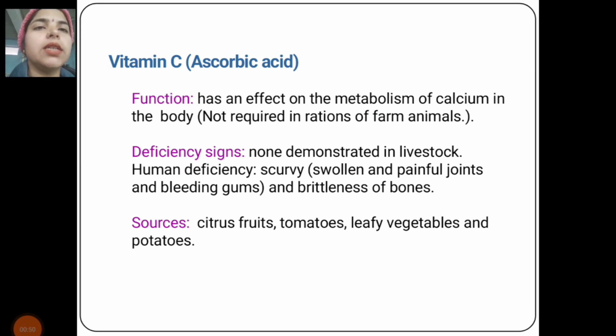Next is vitamin C. It is also known as ascorbic acid. Its function is that it has an effect on the metabolism of calcium in the body. It is not required in rations of farm animals. Next are the deficiency signs. Not demonstrated in livestock, but in human deficiency, scurvy, that is swollen and painful joints, bleeding gums and brittleness of the bones. Next are the sources: citrus fruit, tomatoes, leafy vegetables and potatoes are the sources of vitamin C.